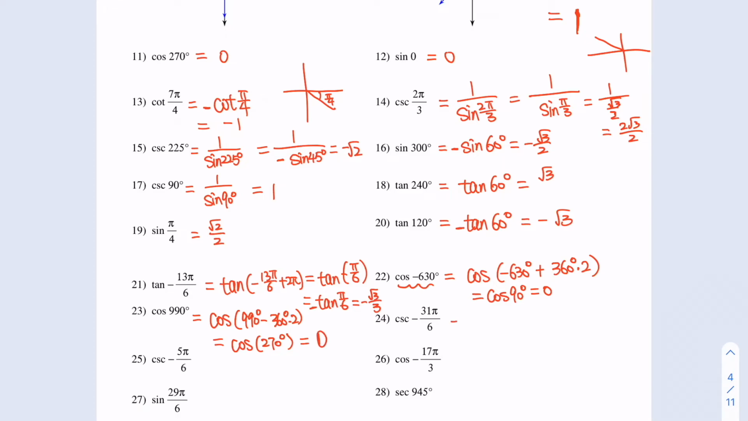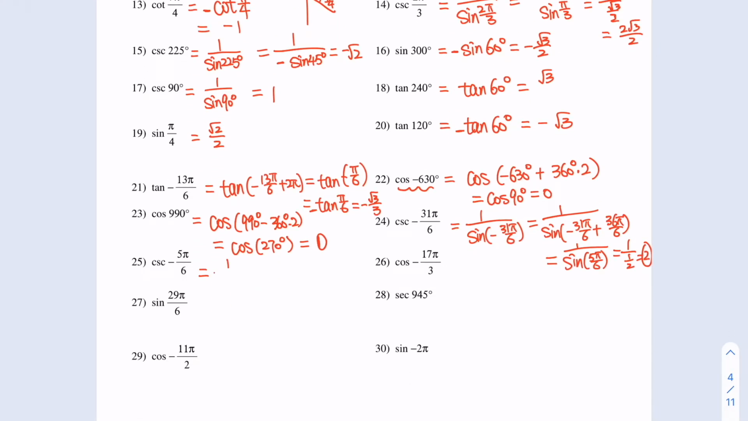Cosecant, so first we are going to change it to 1 over sine negative 31 pi over 6. We can add 6 pi, so 6 pi over 6 gives us 1 over sine 5 pi over 6. 5 pi over 6, second quadrant, reference angle pi over 6, positive, sine 30, 1/2. So 1 over 1/2 gives us 2.